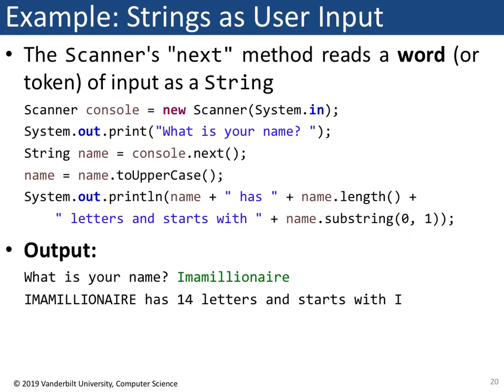So then this prints out, what is your name? The user types in, I'm a millionaire. We print out, I'm a millionaire, all in uppercase, because we got rid of the original string, built a new string which was all in uppercase and assigned it to name. I'm a millionaire uppercase has 14 letters and starts with I.